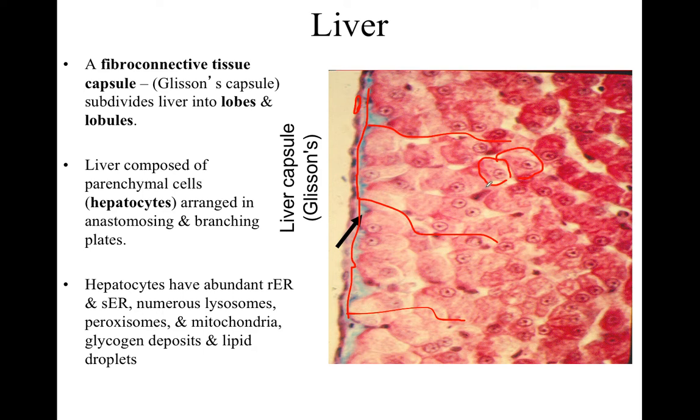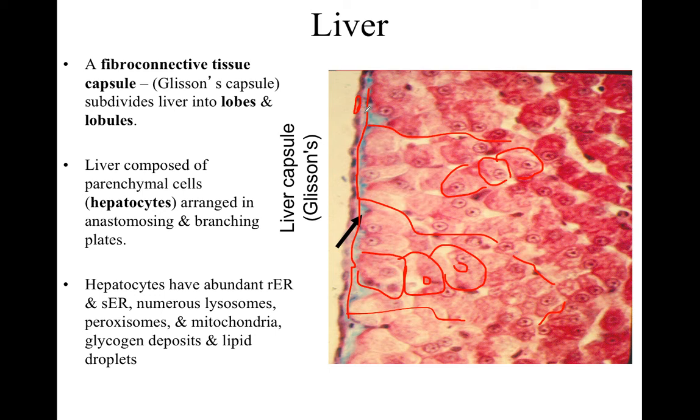Each one of these is a hepatocyte, and you can see the general arrangement of these hepatocytes is plates of cells. See here, this is the plate of cells. There is anastomosing between these plates of cells, and between these spaces we find sinusoids, which are large blood capillaries.